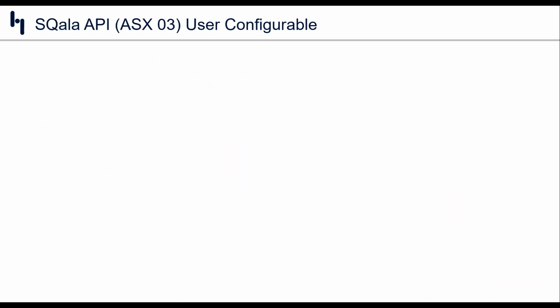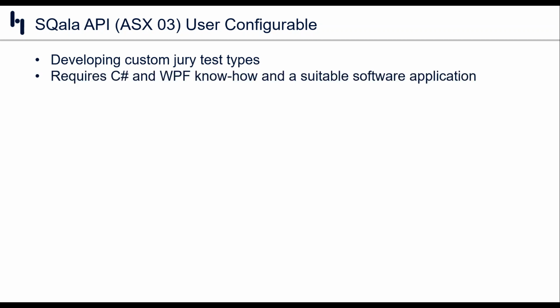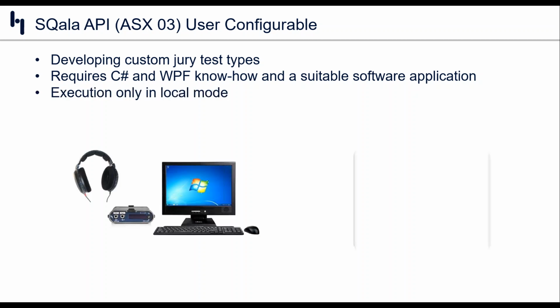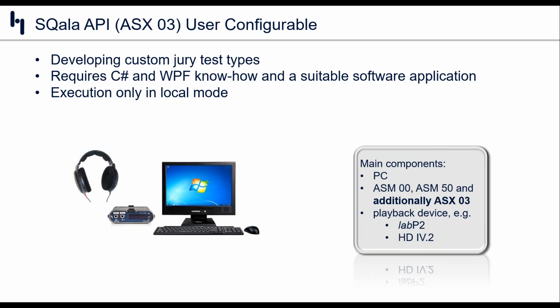And then lastly, our last option is the SQala API module in our ASX family. This allows our users to extend the SQala from their custom jury to a custom jury test. So if you want to have more ability to develop your own jury test, this does require some know-how and some third-party software that you'll have to purchase on your own, and you need to know how to program, preferably C# or WPF. And this can only be done in today's software in a local mode only. So it can only be a single juror at this time.